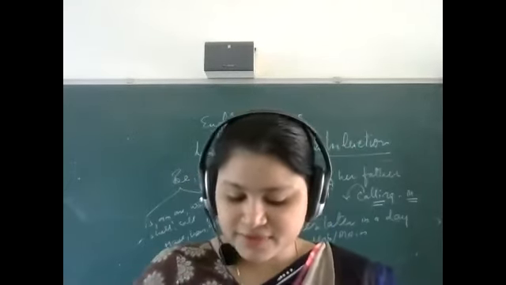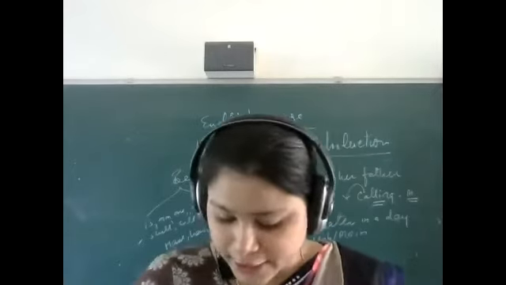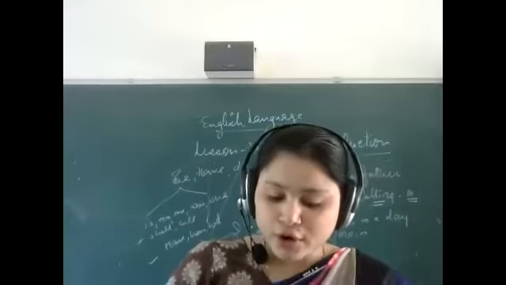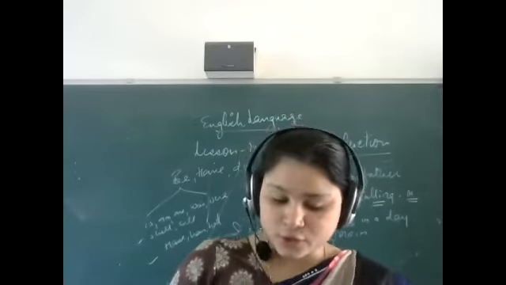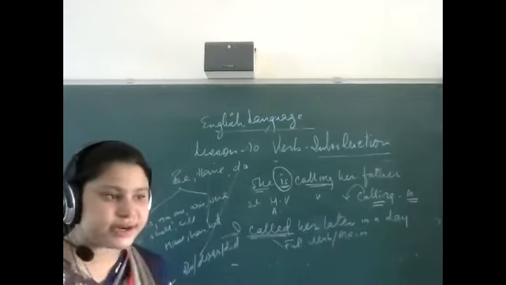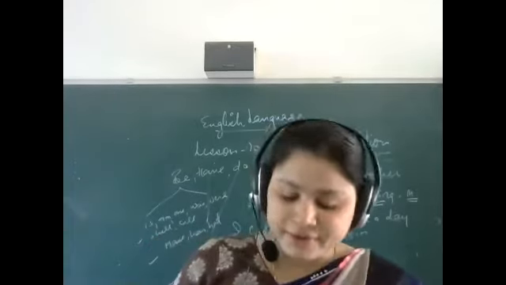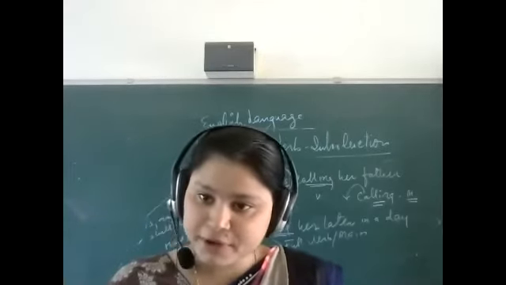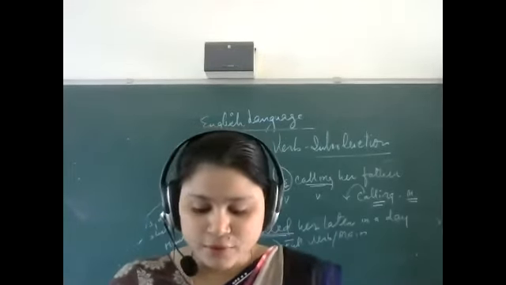A primary auxiliary verb can function both as a helping verb and as a full verb. They include be, have, and do. I told you about the main verb, that the main verb can function alone in a sentence. But what about the auxiliary verb? They can function both as a helping verb as well as a full verb.